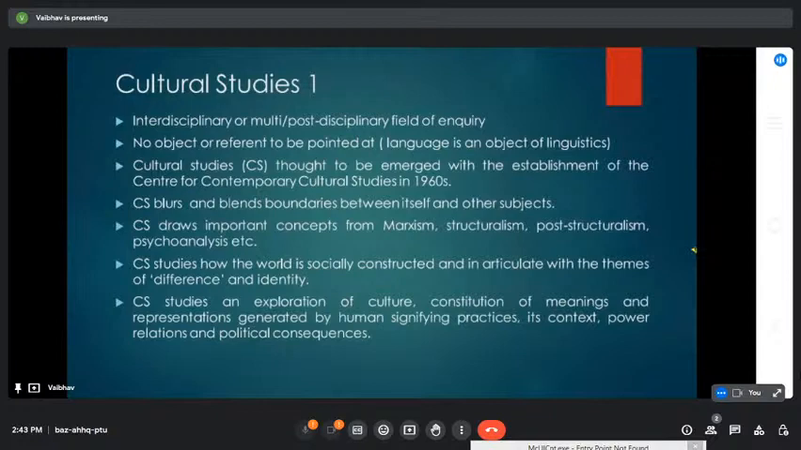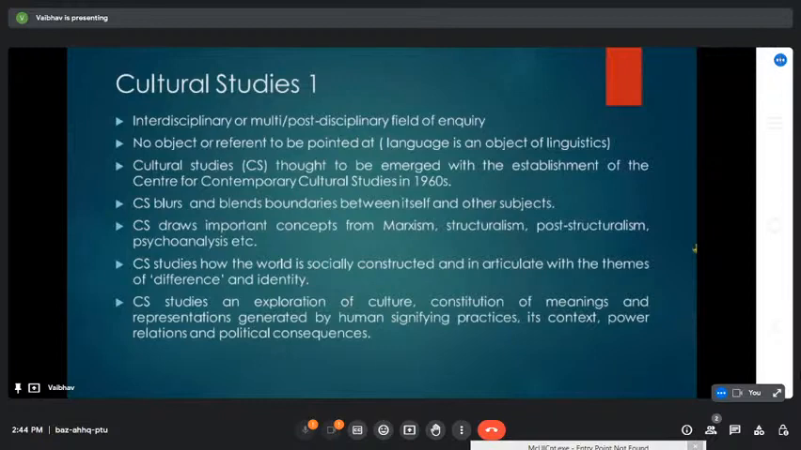And it is articulated with the themes of difference and identity. Again, cultural studies considers difference and identity. The politics of identity, identity politics, we can say. So identity is based on difference. So it is also studied in cultural studies. So what is cultural studies? What is studied in cultural studies? What is the scope of cultural studies?